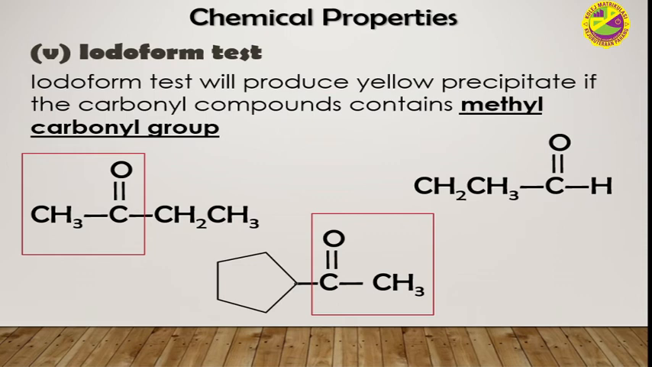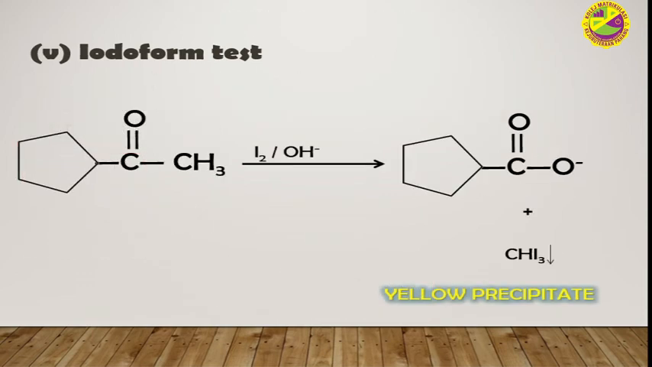So how do we write the equation for iodoform test? If the reaction uses I2/OH minus, the structure of the product would be the carbonyl group with the CH3 replaced with O minus, plus CHI3, and we draw an arrow pointing downwards to represent a precipitate. This precipitate is a yellow precipitate.